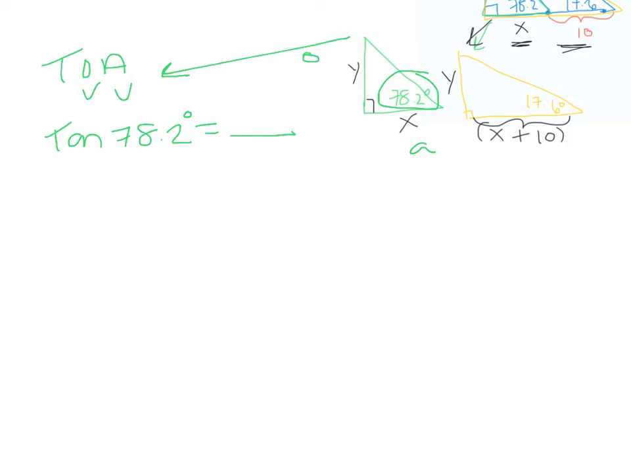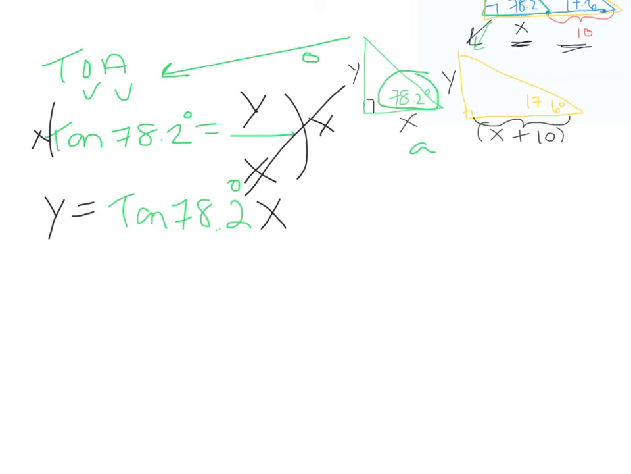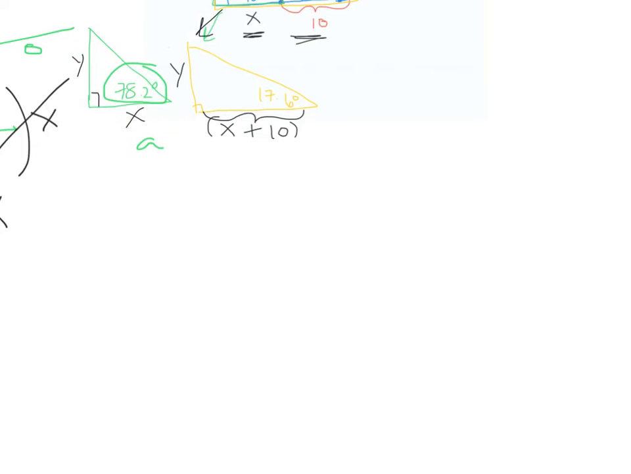Opposite, which is y, over the adjacent, which is x. I'm then going to isolate y. You always just have to isolate any variable, the one that looks easiest. And if I do that, the x's cancel, and I get y equals tan 78.2 degrees x. Mode degrees. For the yellow triangle, I'm going to do the same thing.